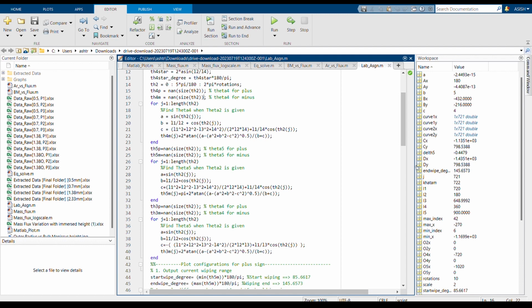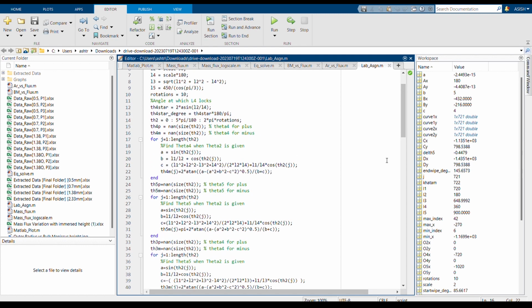First of all, let me explain the key parameters used in this code. The scale is the scaling factor applied to the length of the wiper mechanism links. Now, L1, L2, L3, L4, L5 are the lengths of different links in the wiper mechanism used here. Rotation denotes the number of rotations for the wiper movement, and there are various arrays to store angular positions of different links at different positions of time.